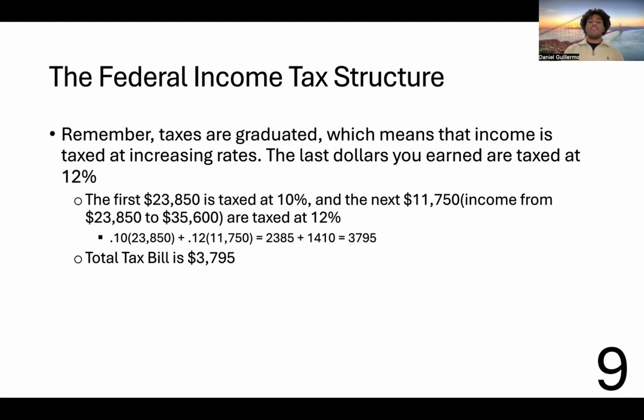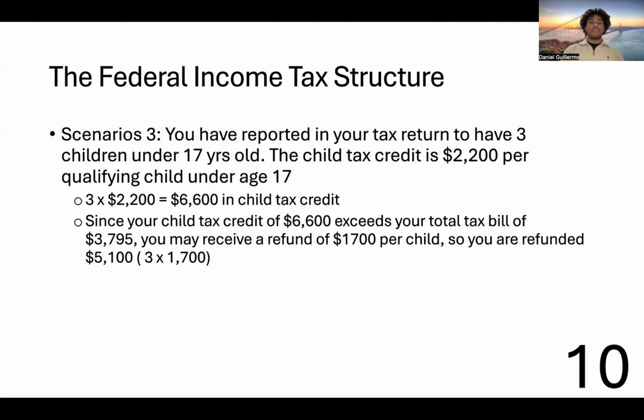Now remember, taxes are graduated, meaning that income is taxed at an increasing rate. So the last dollar you earn is taxed at 12%. So the first $23,850 is taxed at the 10% rate. And then the next $11,750 is taxed at 12%. This makes your total tax bill $3,795 that you owe in taxes.